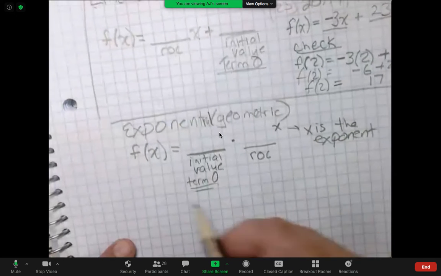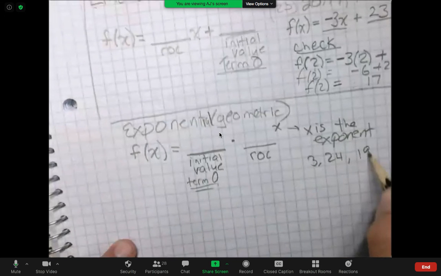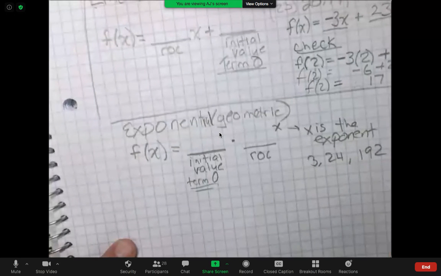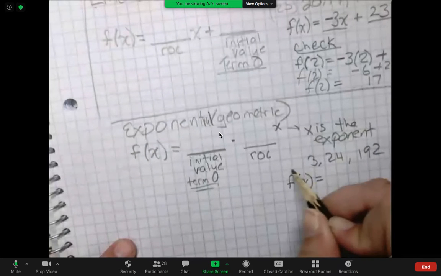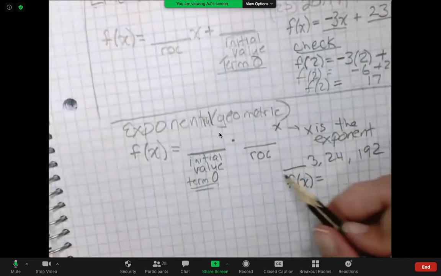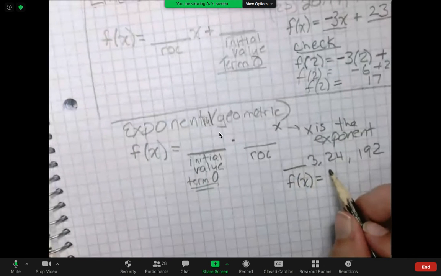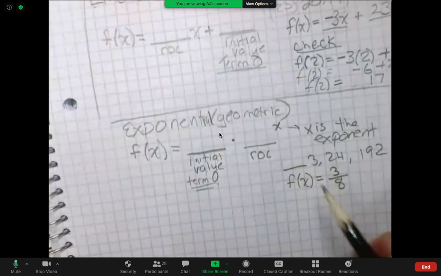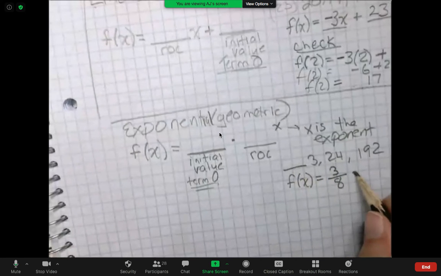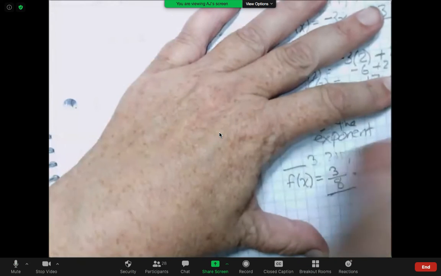So if we use that one we used before, we had 324, 192. But fill in the blank. The initial value, remember, like if we're multiplying by 8, we would have to divide by 8 right here. So my initial value, if I had a term 0, it would be 3 over 8, right? 3 divided by 8 because I worked backwards. So that's my term 0. And then my rate of change is times 8. And I put an x for the exponent.